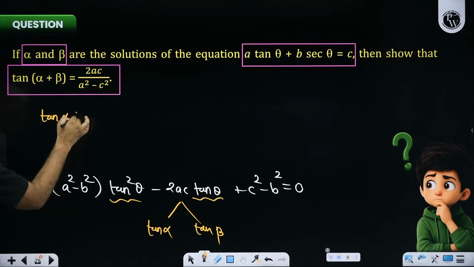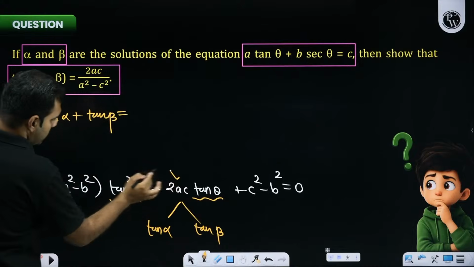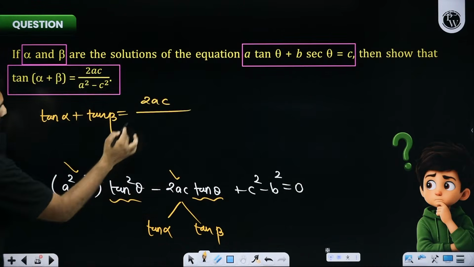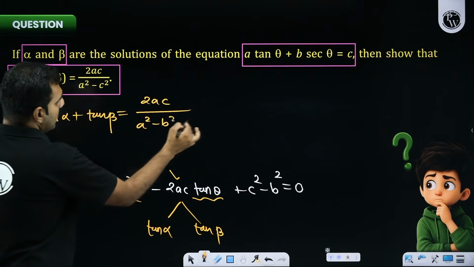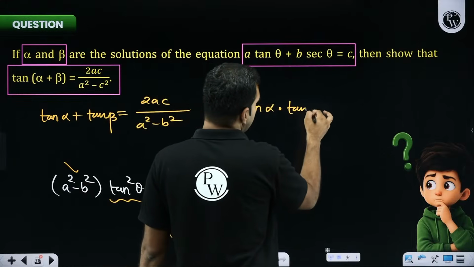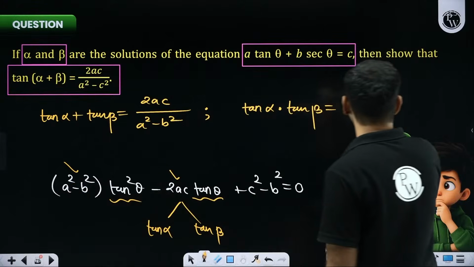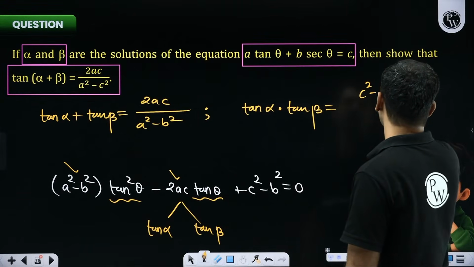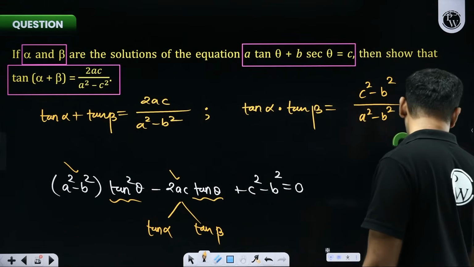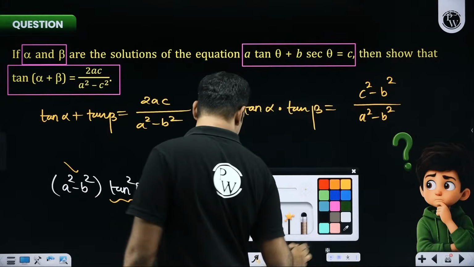Sir, if tan alpha and tan beta are the roots, the sum of the roots is minus b upon a, which will be 2ac upon a square minus b square. Getting it, everyone? What will be the product of the roots? Sir, the product of the roots is tan alpha into tan beta. What would that be? c upon a, which is c square minus b square upon a square minus b square. Everyone comfortably understanding it without getting confused? Do let me know if there is any query or confusion.